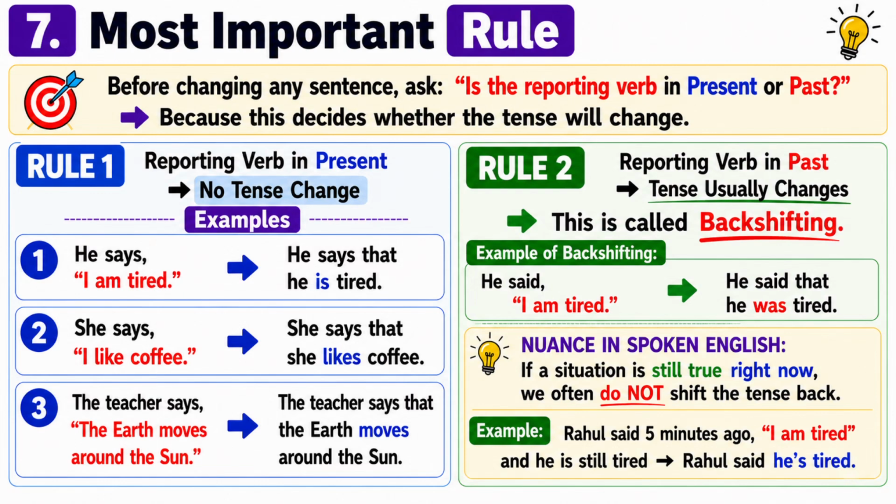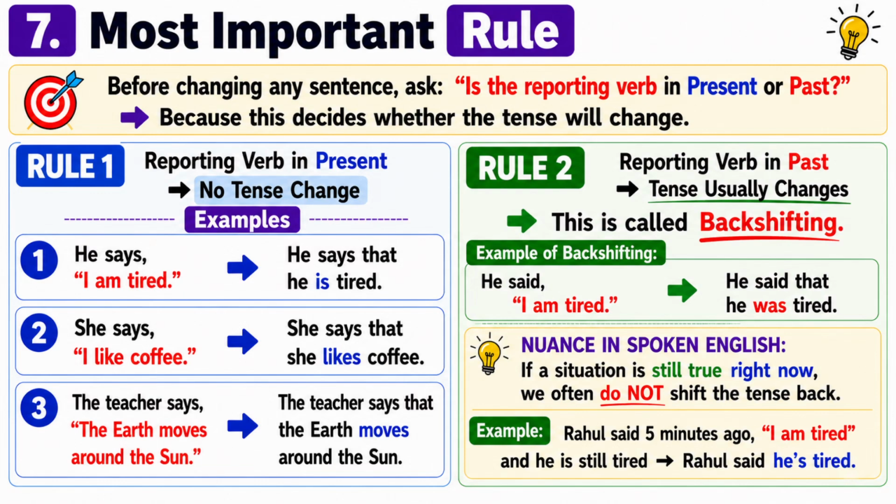Example 1. He says, "I am tired." It becomes, he says that he is tired. Example 2. She says, "I like coffee." It becomes, she says that she likes coffee. Example 3. The teacher says, "The earth moves around the sun." It becomes, the teacher says that the earth moves around the sun.